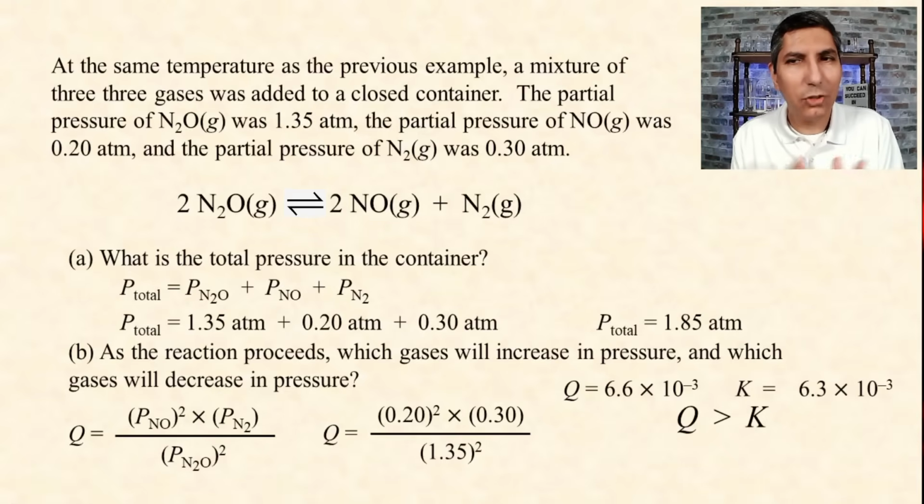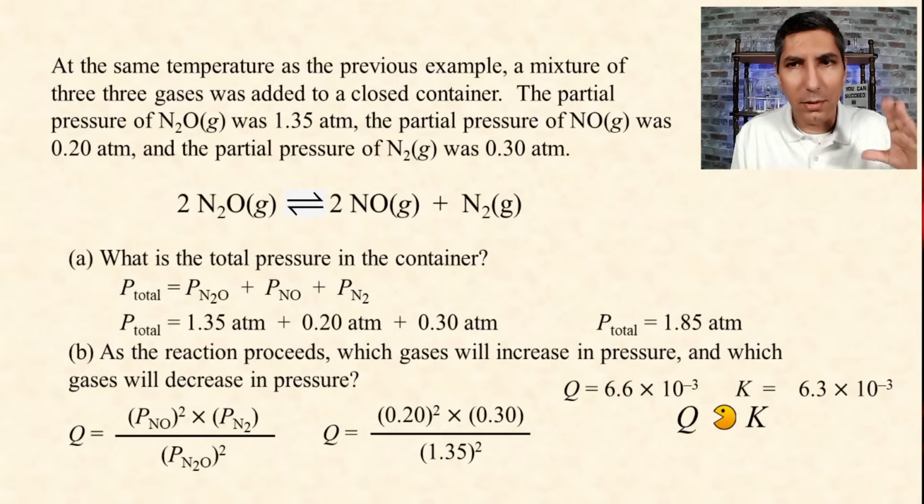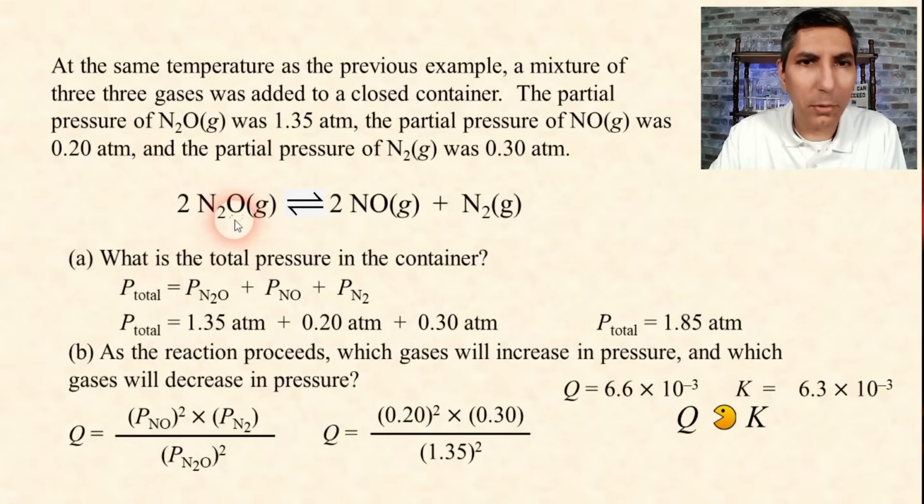Now, what does that mean? Students get this confused sometimes. So what I like to do is I draw in a little Pac-Man here. So if I do this, I can see that the Pac-Man is eating toward the left. If it's eating toward the left, that means that as it goes toward the left, it's going toward the reactant side.